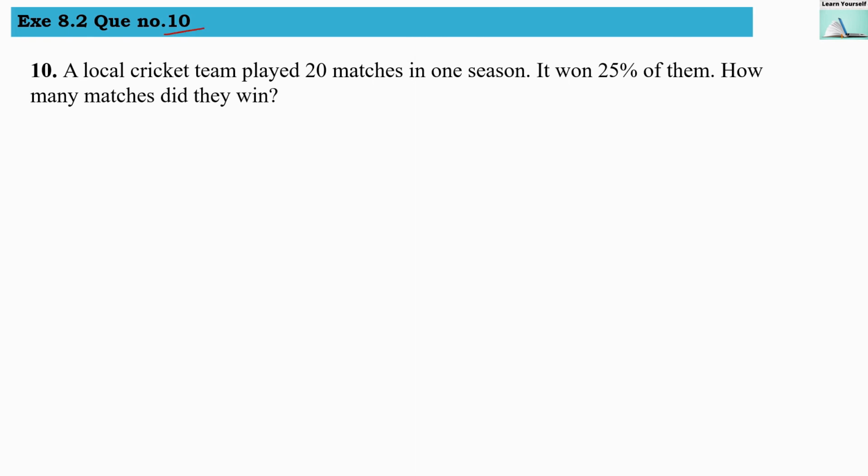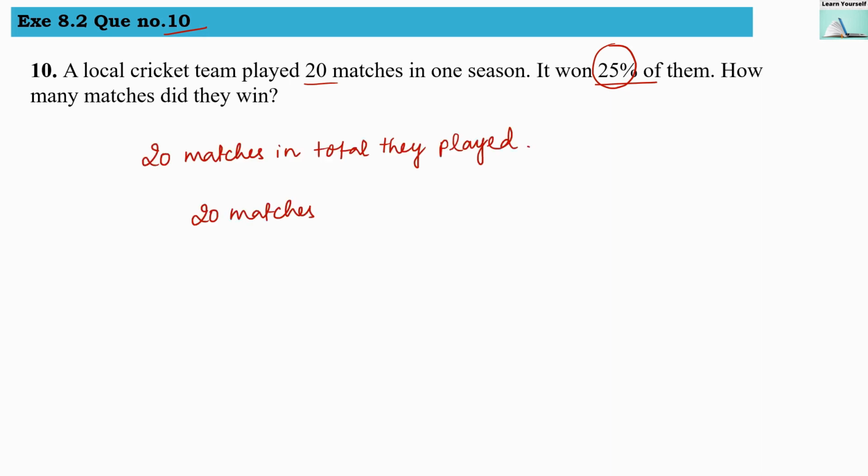Exercise 8.2, question number 10. A local cricket team played 20 matches in one season. It won 25% of them. How many matches did they win? They have given us the percentage, that they won 25%. We have to find the number that belongs to this 25%. They played 20 matches in total, so 20 matches are 100%. Then what will be 25% of 20 matches? Here we will get 20 into 25 divided by 100. 25 4s are 100, 4 5s are 20. So we will get 5, and the answer here is 5 matches they won.